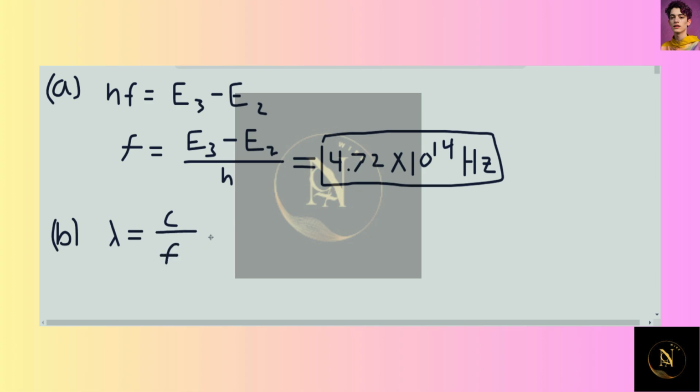Plugging in the values, we find that the wavelength is equal to 603 times 10 to the minus 9 meters, or 603 nanometers.